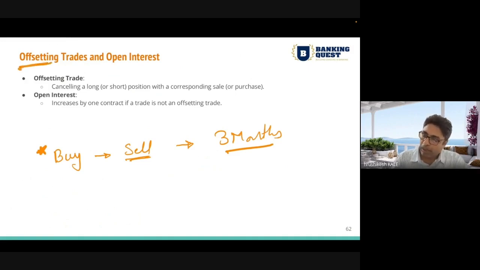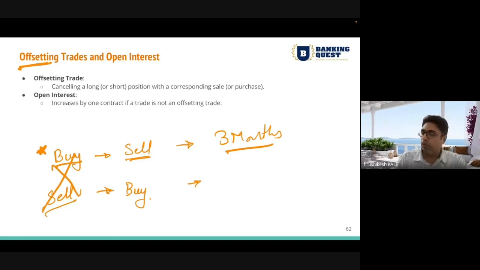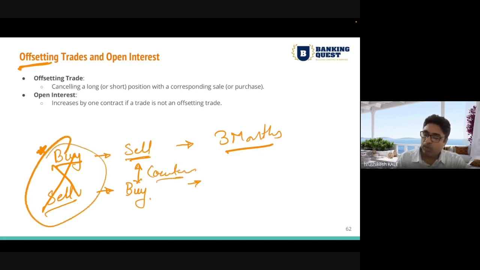So if you're in a buy position, you take the sell position in the same contract, and somebody will be in the buy position of the same contract. So what will happen? Your buy and your sell position will cancel out each other, and this seller and this buyer will be a counterparty to each other, and you will get out. And that is called offsetting trade.